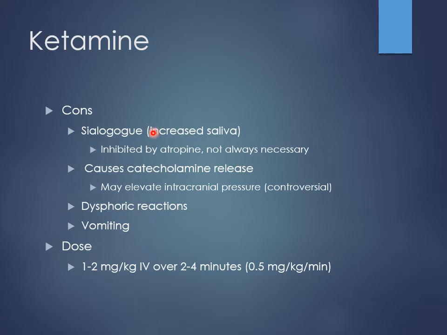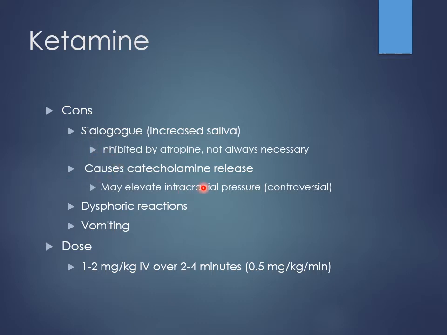The other thing you can see with ketamine is that it's a sialagogue. Anyone know what that means? It increases saliva production, right? This can be problematic because when you're trying to visualize the airway, if you've got a bunch of saliva blocking your view, it's not going to be any good. Again, it's not always going to happen. This can actually be blocked by atropine because, remember, atropine being an antimuscarinic does what to secretions? Dries them up, right? So you can give atropine to dry them up in case that's occurring.